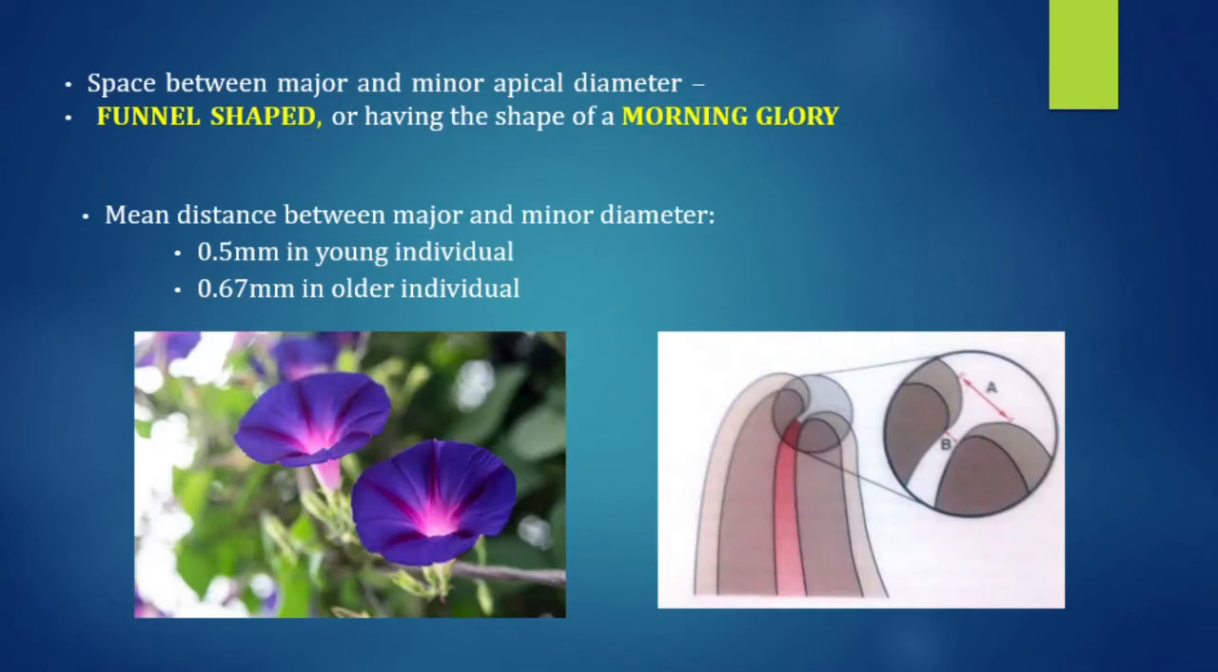Now, the space between the major and minor apical diameter has a funnel shape or the shape of a morning glory flower. This is it. All right. And the mean distance between the major and minor apical diameter is about 0.5 millimeter in younger patients and about 0.67 millimeter in older patients.